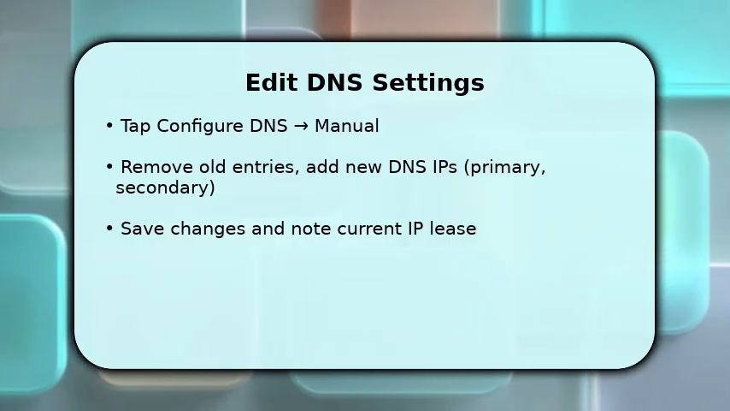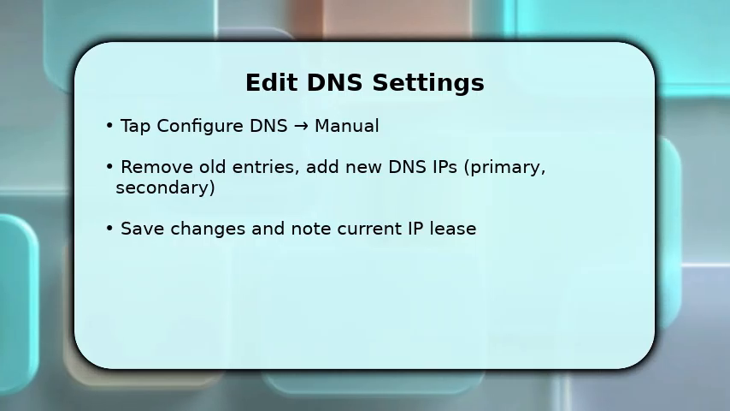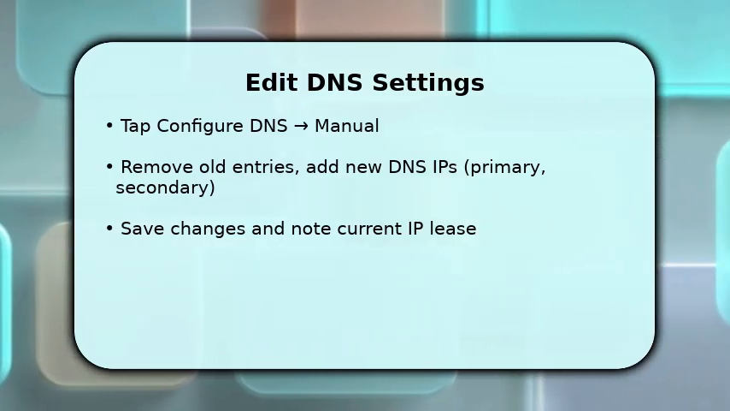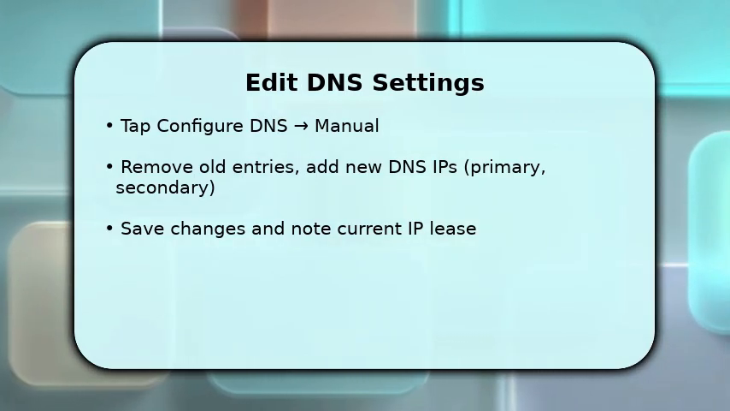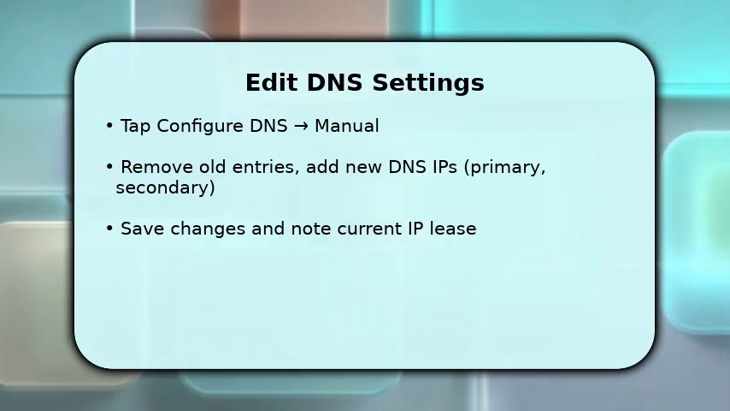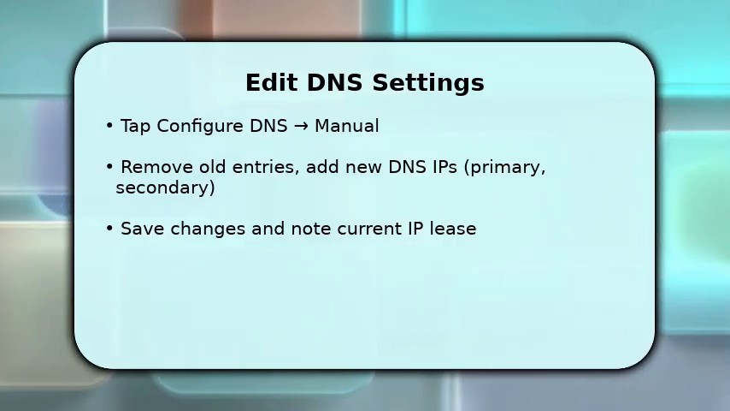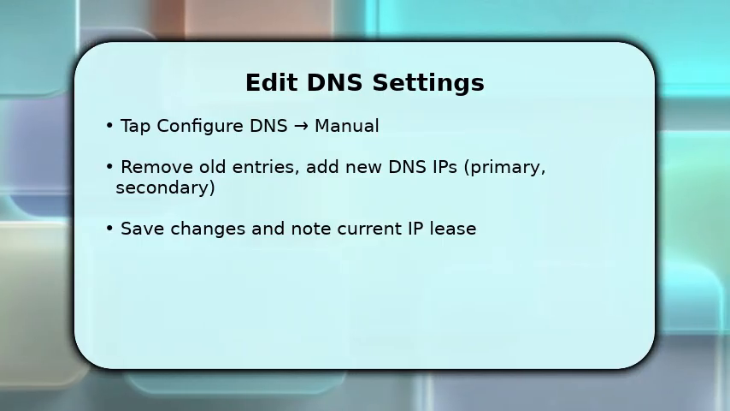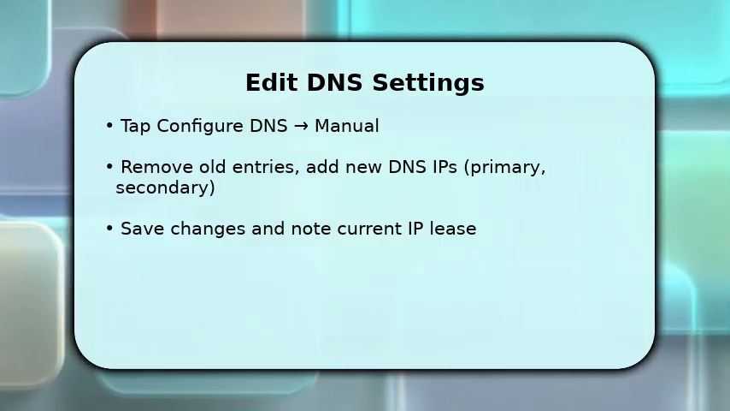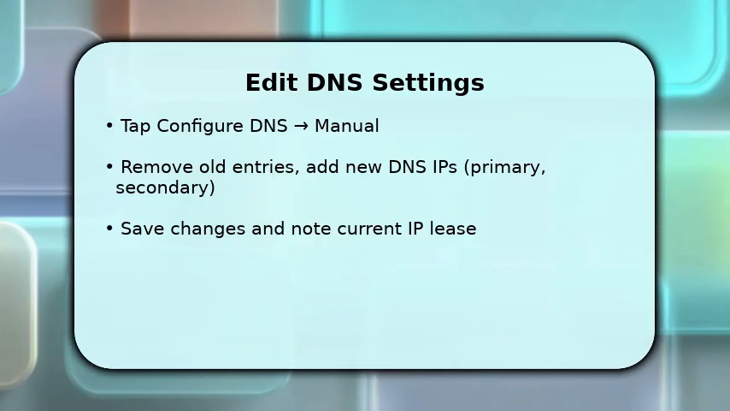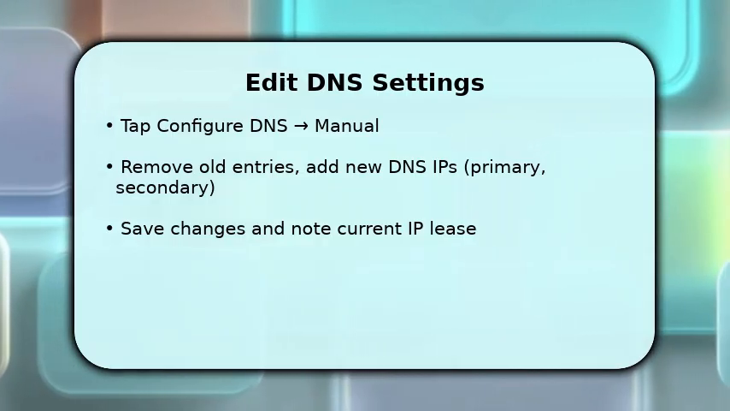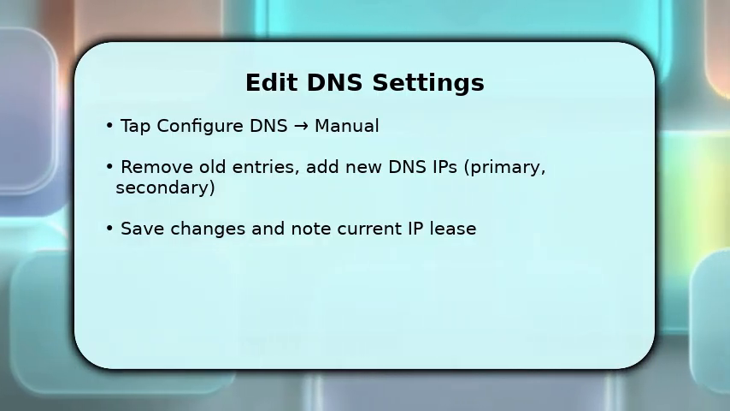Remove any listed addresses you don't want, then add the primary DNS and a fallback secondary to avoid outages. After adding entries like 1.1.1.1 and 8.8.8.8, tap Save. You're doing this because manual DNS bypasses ISP defaults and can improve speed or filtering. Note your IP lease in case you need to renew or troubleshoot.